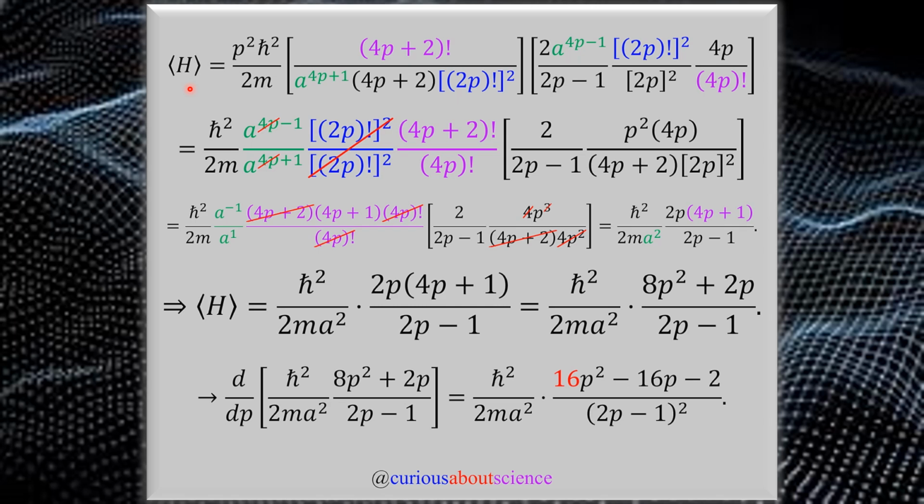So the total Hamiltonian then, we have our p squared, h bar squared over 2m. We found that initially from all the integral constants and evaluating that inner product. Here we have a squared, and here we have what we just found. I tried to color coordinate this across the board with what will cancel. Clearly the a and a go together. 4p factorial, 4p factorial, 2p factorial squared, 2p factorial squared, and then everything else that is not color coordinated is just random p's that need to be simplified.